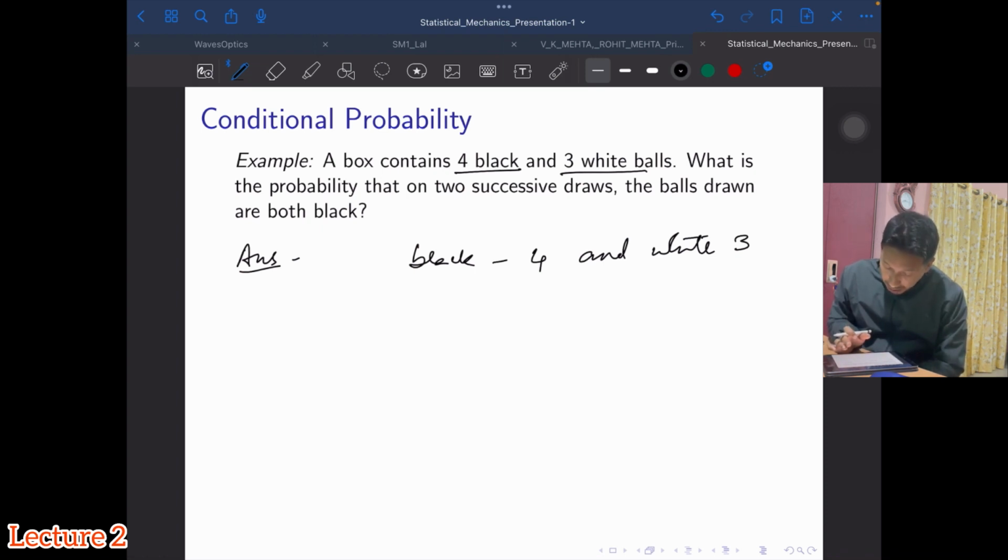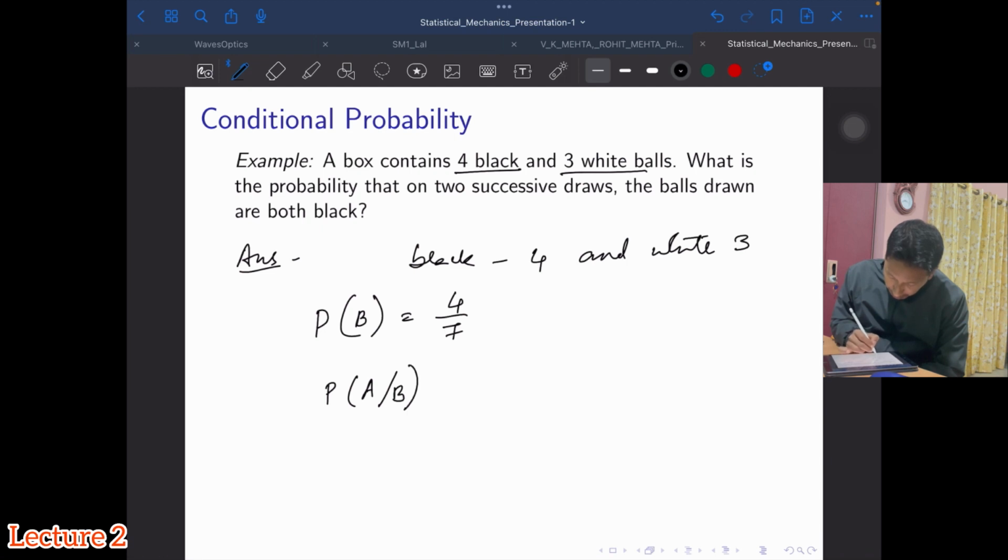Now the first event, let's say the event B, happens first, according to our definition that we discussed in the last slide. So event B is the occurrence of a black ball. There are 4 black balls, so the total number of balls in the box is 7. The probability of the occurrence of event B, getting a black ball, is 4 by 7. Now we are interested in the probability of A having occurred after B.